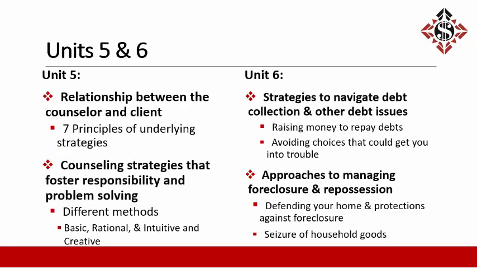In Unit 5, which consists of the last few chapters from the financial counseling book, we've covered the relationship between the counselor and the client. This topic was covered in the chapter titled Counseling Relationship, which covered the 7 different principles of underlying strategies. We also learned about the different counseling strategies that foster responsibility and problem solving. These strategies were discussed mainly in the chapter titled Decision Making and Problem Solving. These chapters break down the different methods by basic, which has 7 methods, rational, which has 5, and intuitive and creative, which has 6.